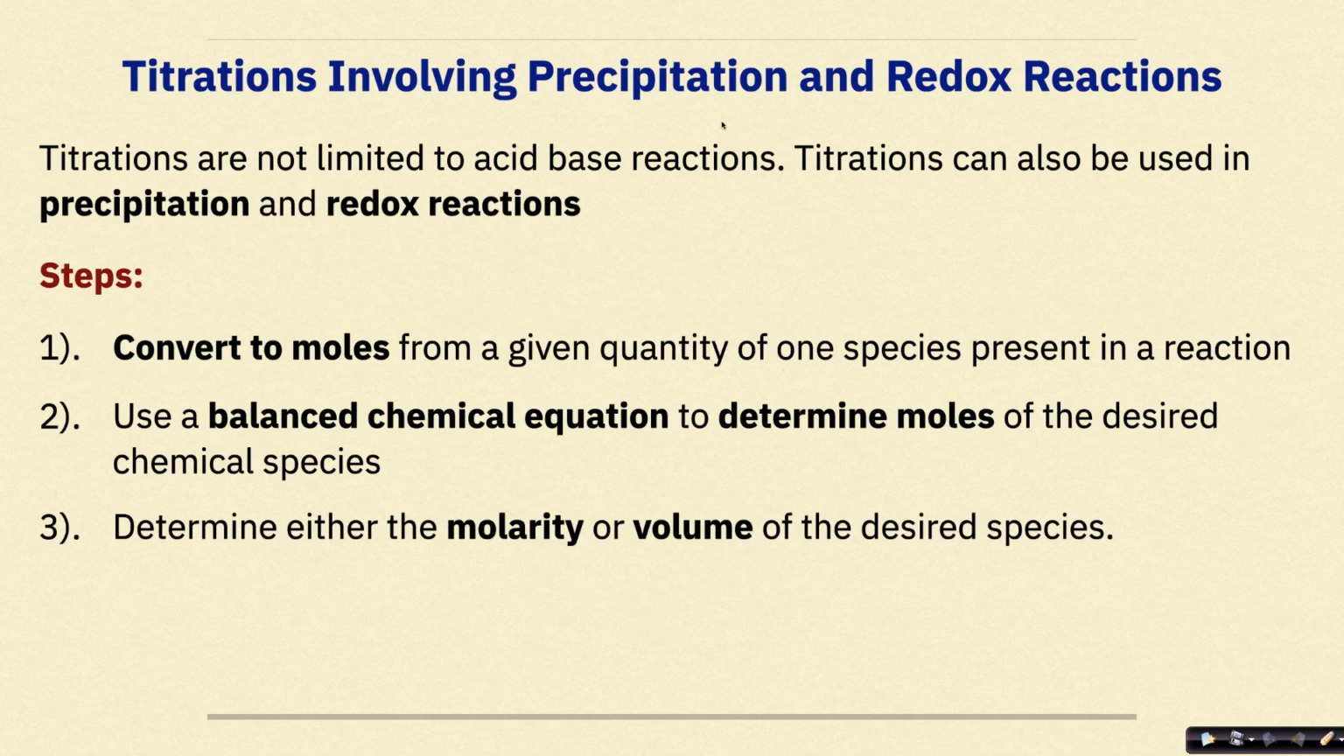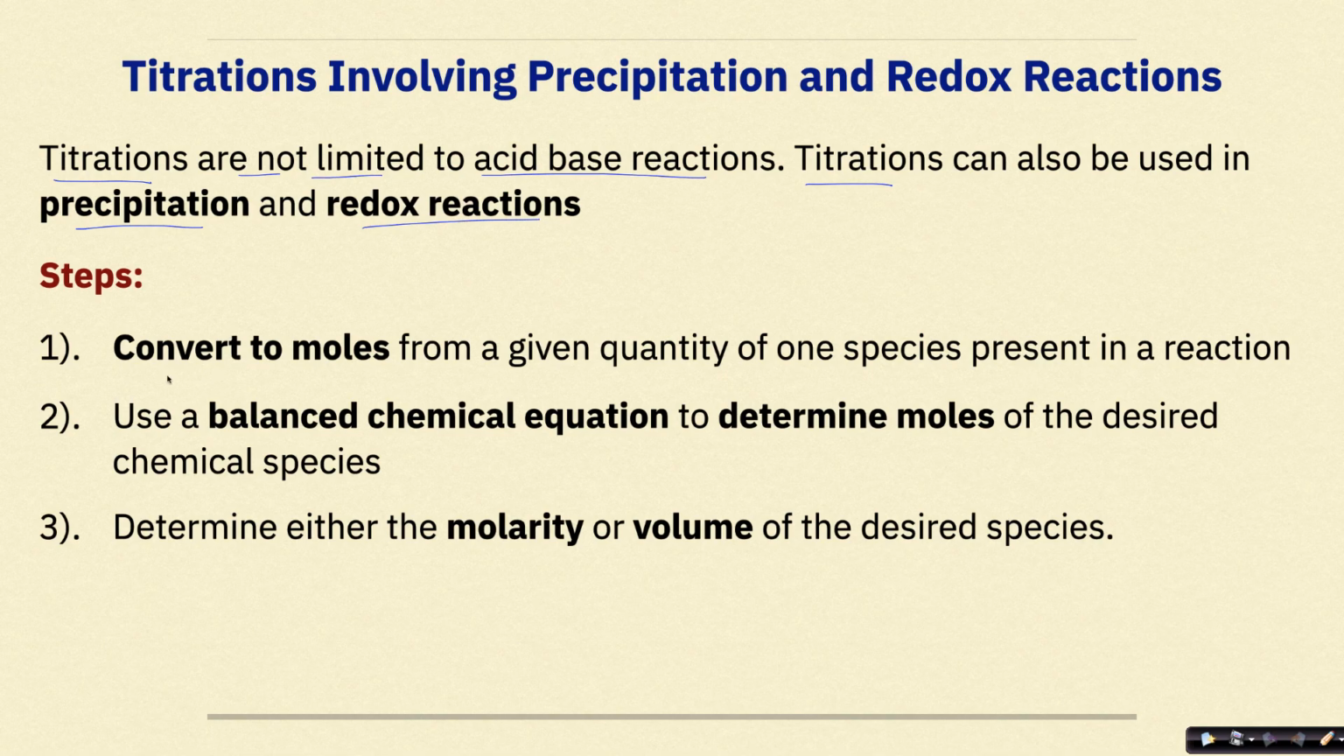Titrations involving precipitation and redox reactions. Titrations are not limited to acid-base reactions. Titrations can also be used in precipitation and redox reactions. So there are 3 steps that you're going to follow if you're looking at your titration reaction and you can't 100% say to yourself, wow, that's acid and base neutralization. If you look at your reactants involved and you can't 100% verify that, then follow these 3 steps.